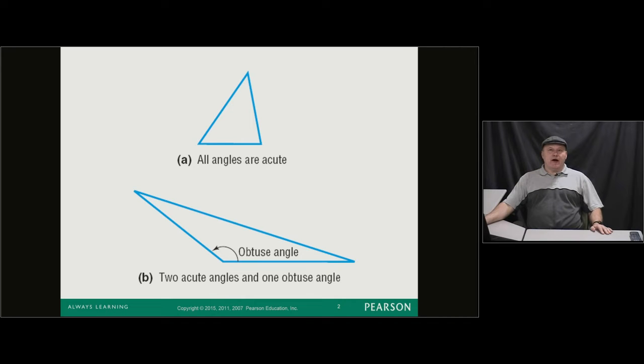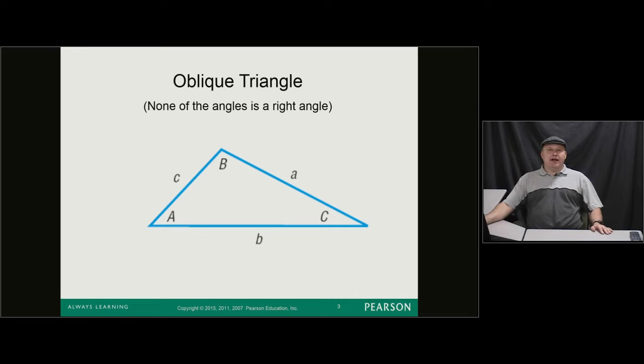Alright, so you can have a triangle where all angles are acute, one where there is a right angle, or one where two angles are acute and the other one's obtuse. If you have a triangle that does not have a right angle in it, it's called an oblique triangle. So that's what this case is about. Law of sines will solve triangles that are oblique, that have no right angles in them.